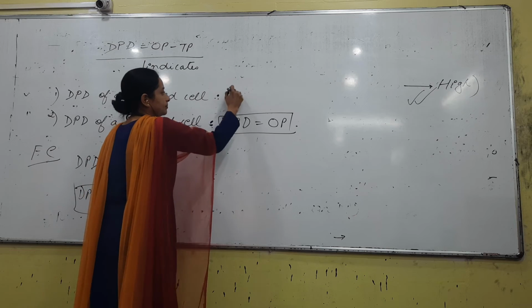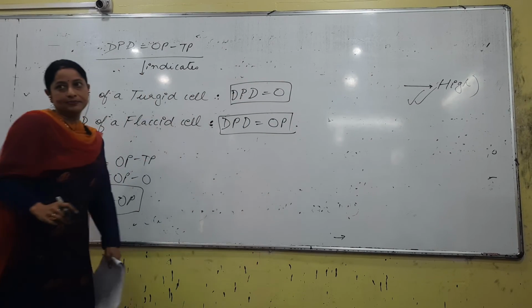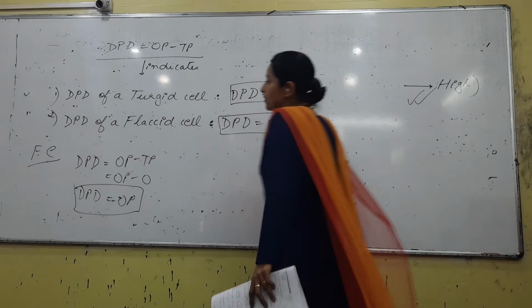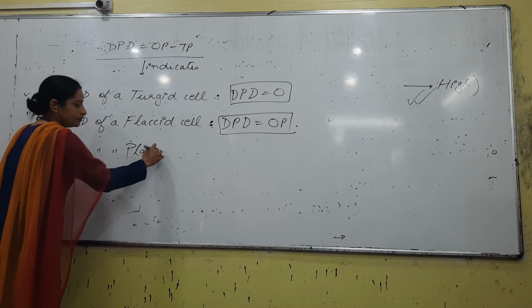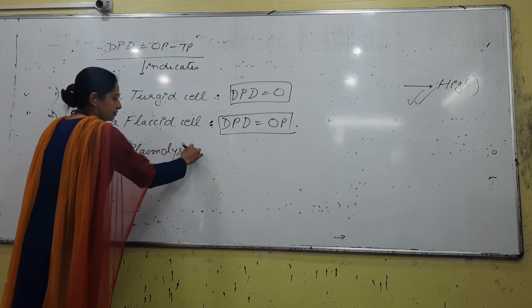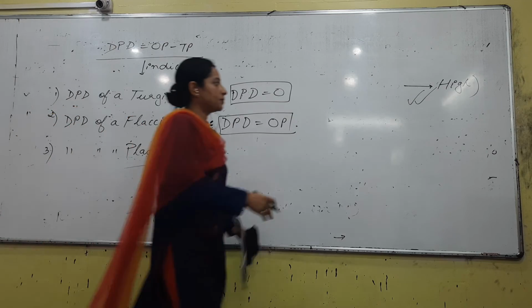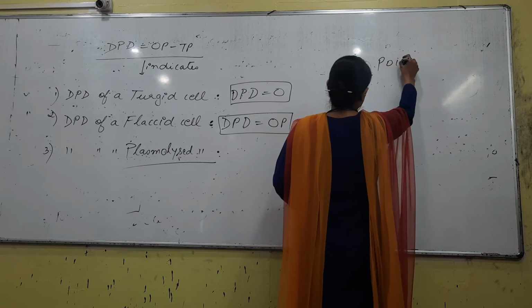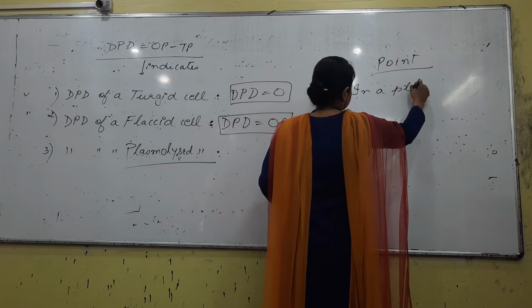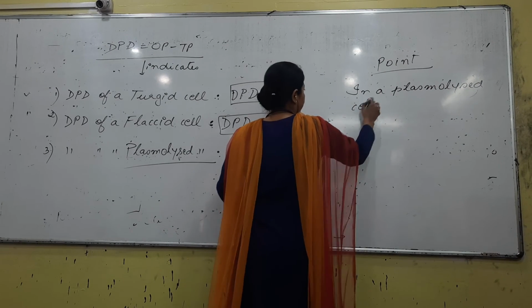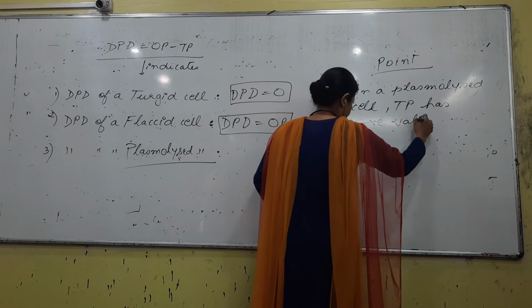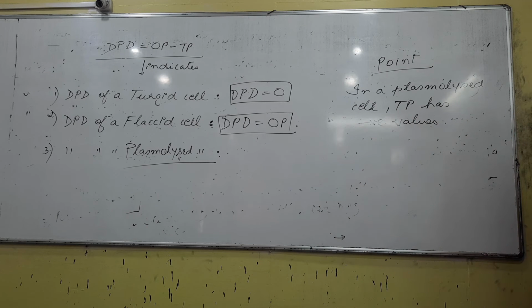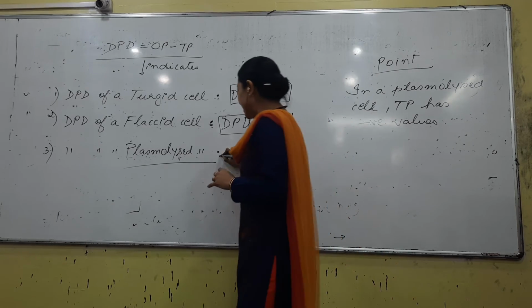In case of a turgid cell, is it clear? Any doubts? Next we have to talk about DPD in case of a plasmolyzed cell. Okay. In case of a plasmolyzed cell, how will we calculate DPD now?